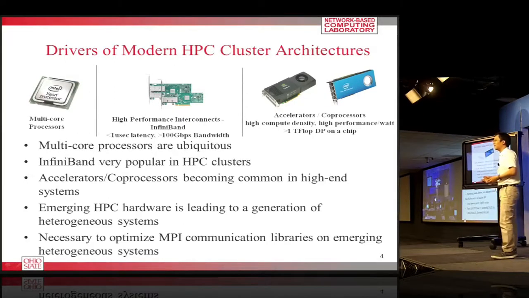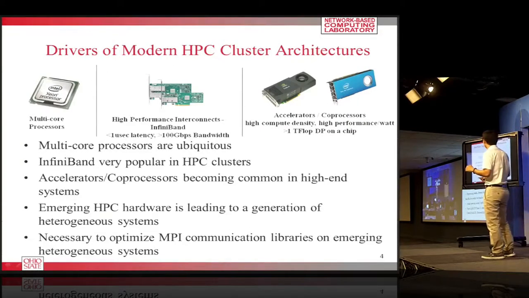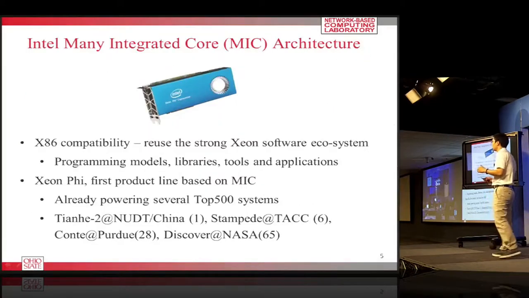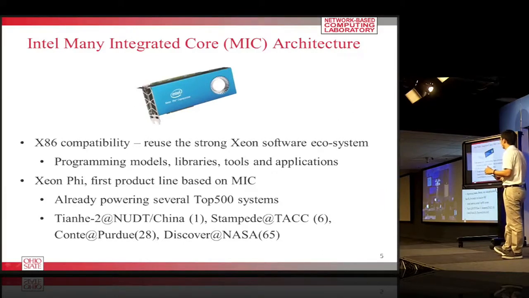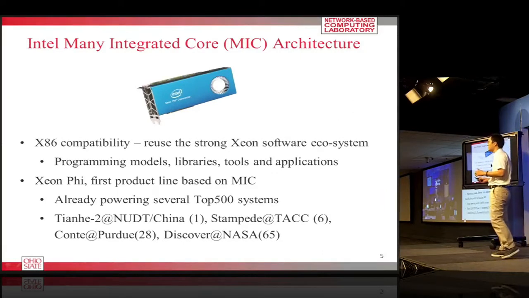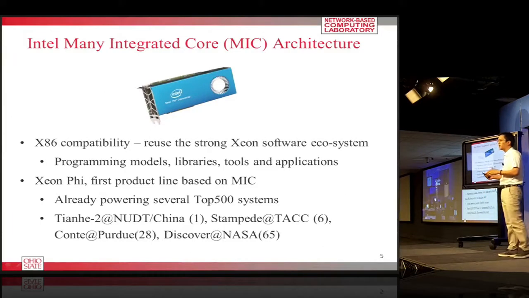So one of the most important features of a MIC is that it's x86 compatible. So it means we can reuse the strong Xeon software ecosystem. For example, we can reuse the programming models, libraries and tools, something like that. Okay, so Xeon Phi is the first product line based on MIC. It is already used in Top500 systems like the Tianhe-2, which is the fastest supercomputer in the world, and also Stampede.